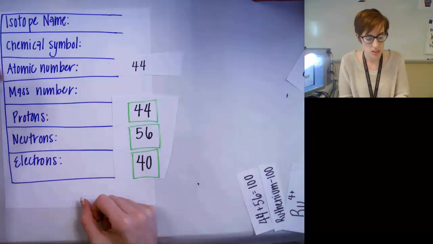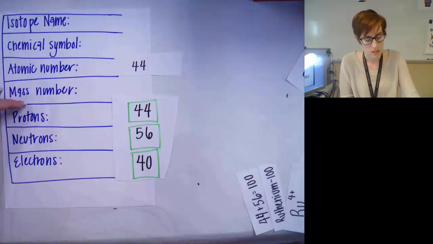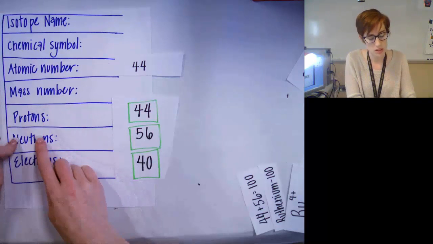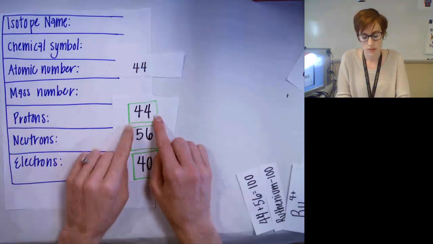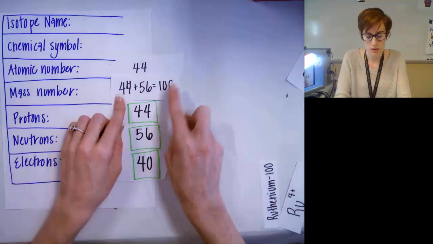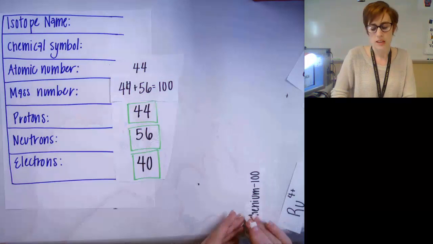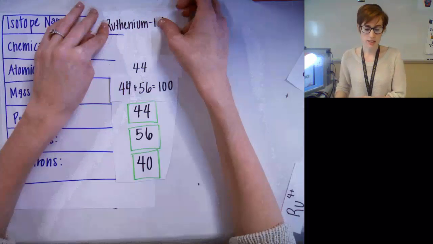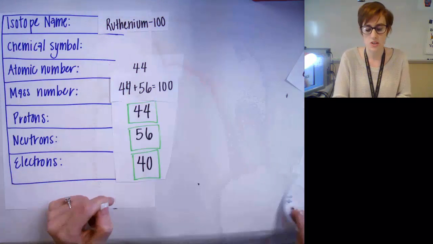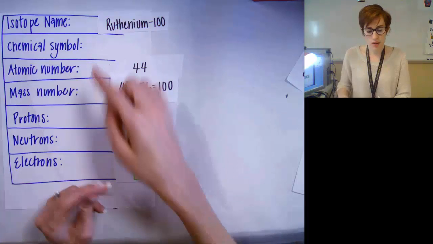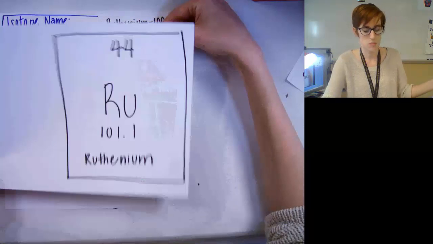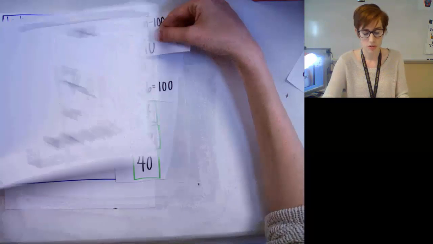Now what can we do? Well, let's look at the mass number. The mass number is when you add together your protons plus your neutrons. So if I have 44 protons and 56 neutrons, my mass number is 100. Now that I have my mass number, I can write down the isotope name. The isotope name is ruthenium-100. Now to figure out my chemical symbol, I know my chemical symbol is Ru just because I looked on the periodic table of elements.